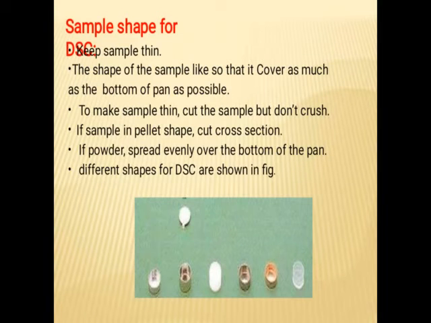The sample shape, or the sample holder which is required in DSC, is generally thin. The sample should be shaped so that it can cover as much of the bottom of the pan as possible. And for making the sample thin, we have to cut the sample.